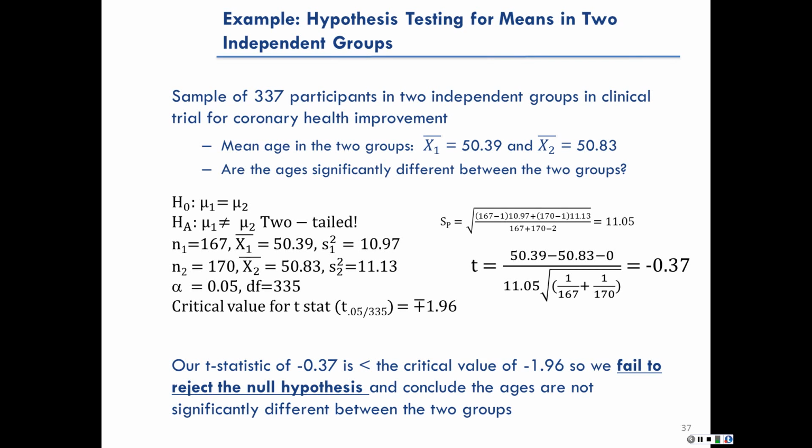So that means we fail to reject the null hypothesis, right? It's in the middle of the distribution. It's not on one of the tails, so it's not significant at 0.05. We don't reject the null hypothesis, and we conclude that the ages are not significantly different between the two groups.